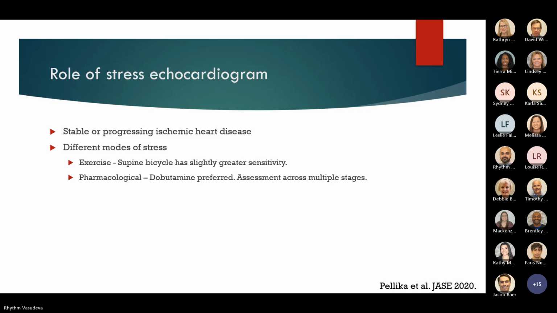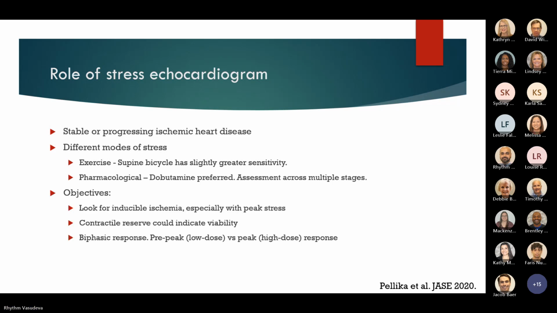And there are different modes of stress we can use. Exercise is the preferred mode. Usually supine bicycle has been shown to have a slightly greater sensitivity than treadmill stress. And for pharmacological, dobutamine is preferred. There are other agents such as vasodilators like dipyridamole or adenosine, but dobutamine can help you gauge the response at low stress and high stress, and we will get into how that helps you determine things like viability.